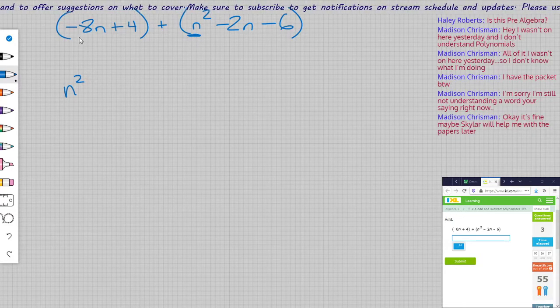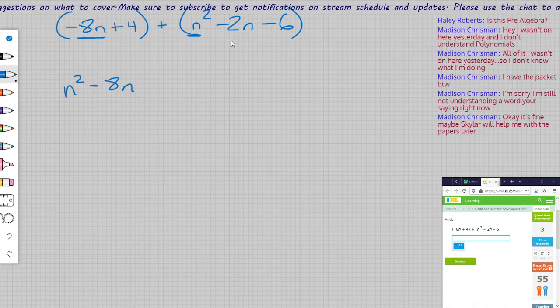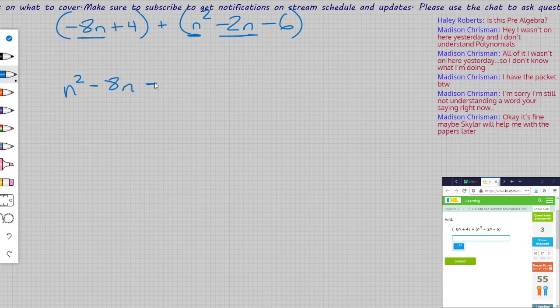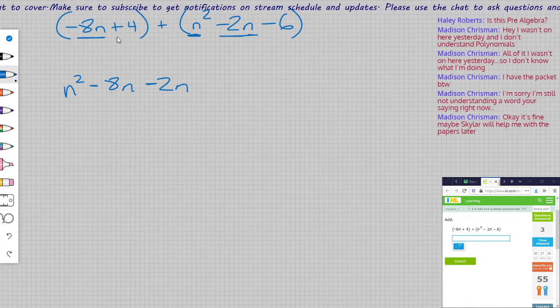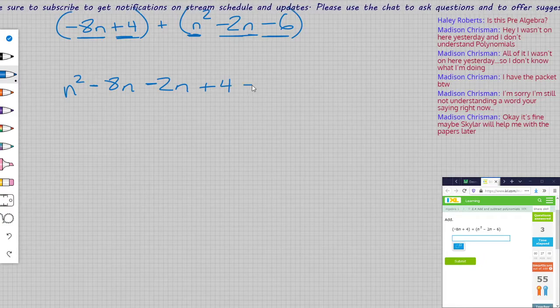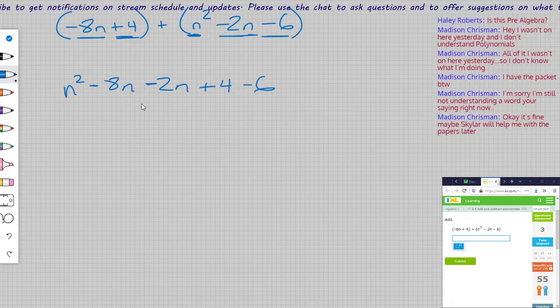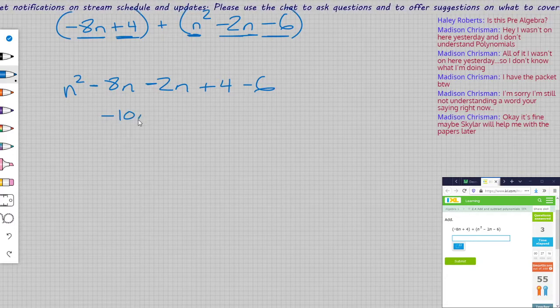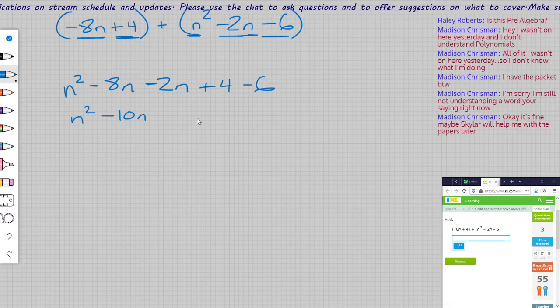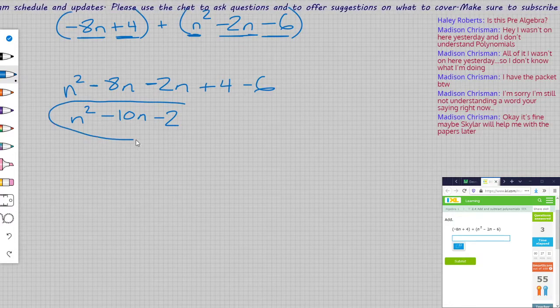Then we have negative 8n and negative 2n. We have positive 4 and negative 6. So then just simplify. Negative 8n minus 2n is going to be negative 10n. Forgot to write this. Positive 4 minus 6 is going to be negative 2, so this would be your final answer.